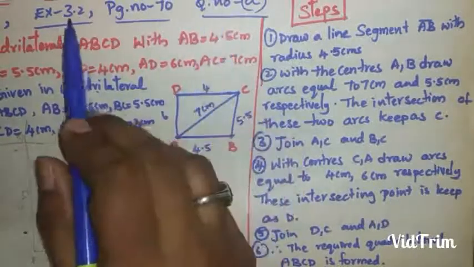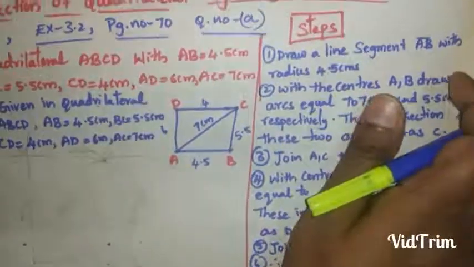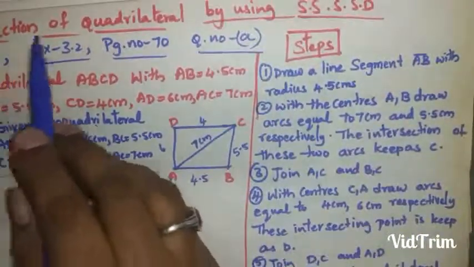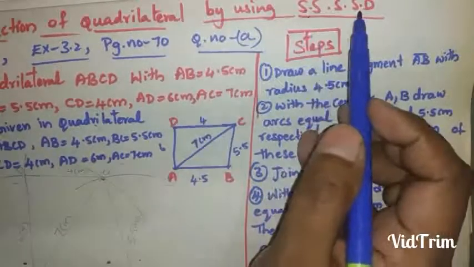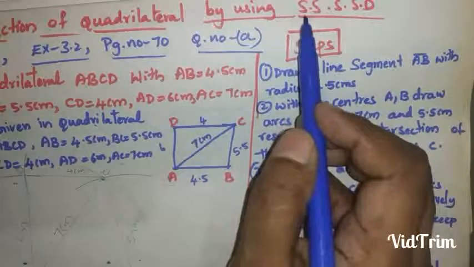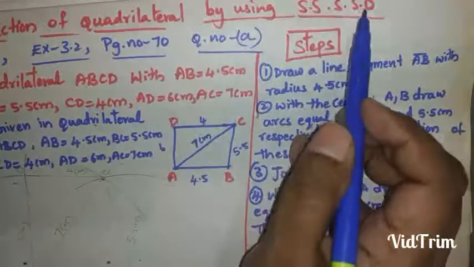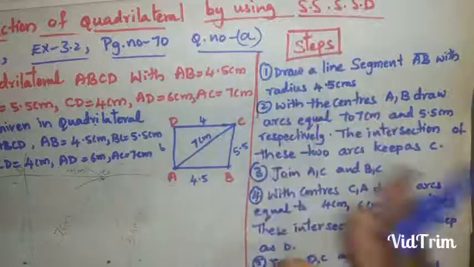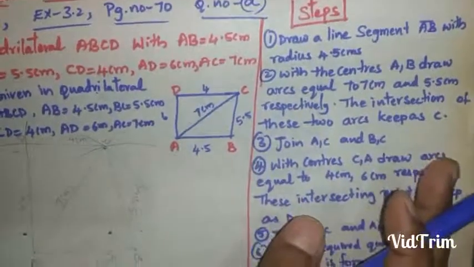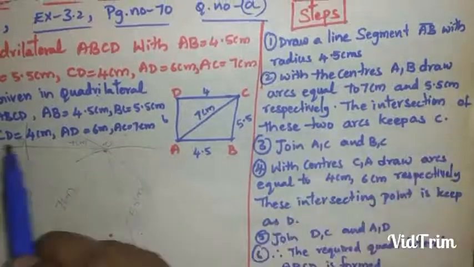Today let us see chapter 3, exercise 3.2, page number 70, question number A. A problem of exercise 3.2. It is based on construction of a quadrilateral. Before, we have seen side and angle. Now we are going to see side and diagonal. So by using these 5 measurements we are going to construct a quadrilateral. Let us see the question now.